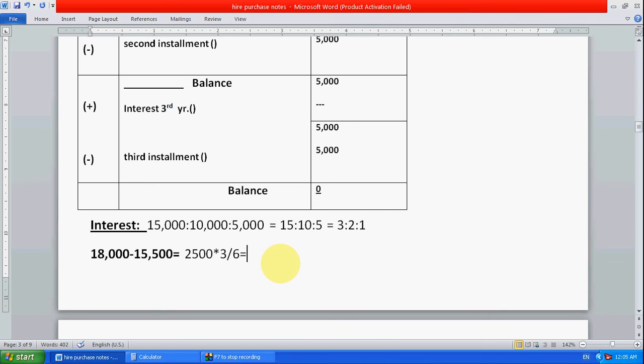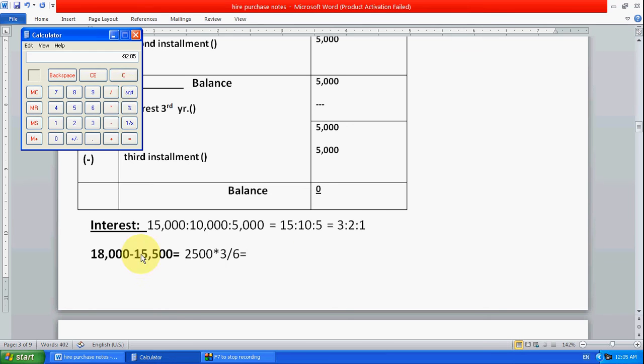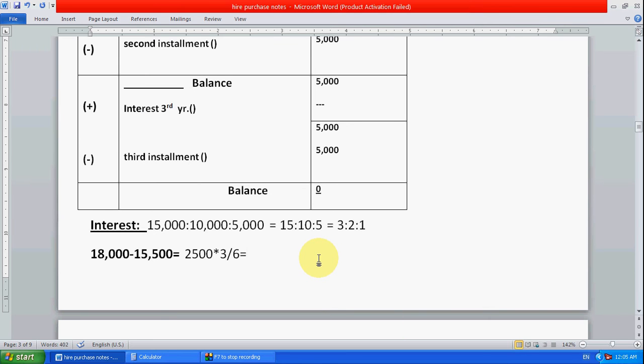Into 3 divided by 6, so let's go to the calculator. 2500 into 3 divided by 6, how much? 1250. We are getting 1250. Okay, the same thing.